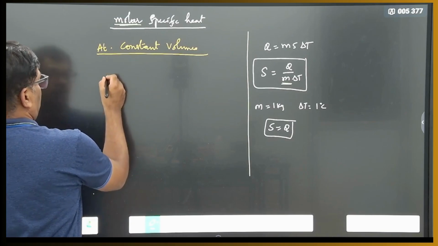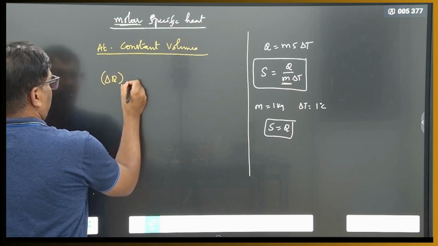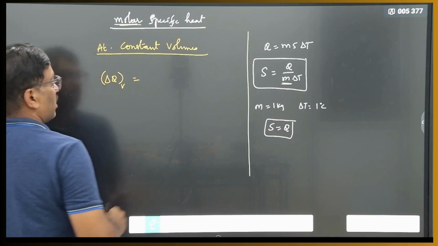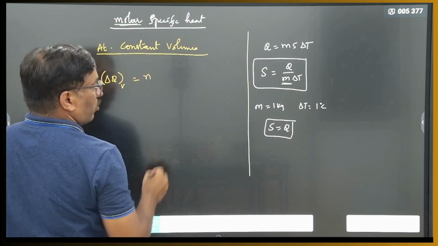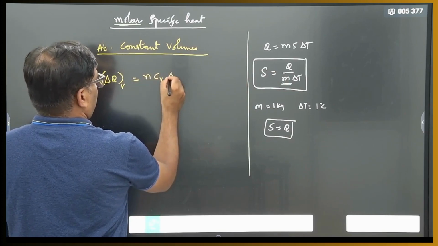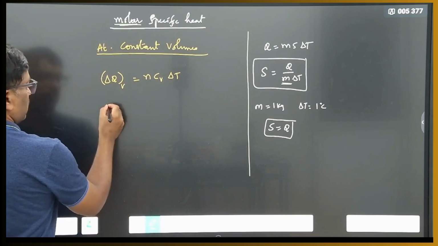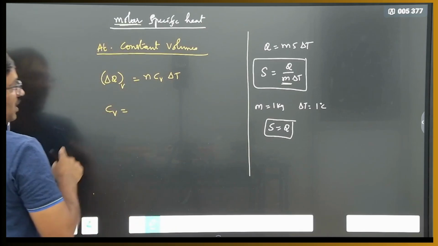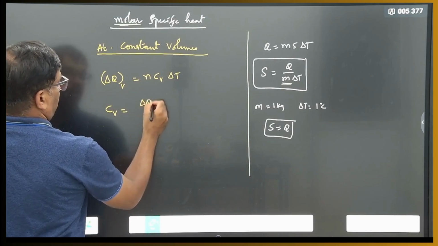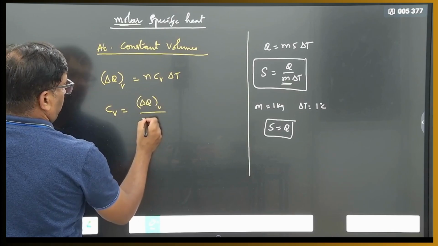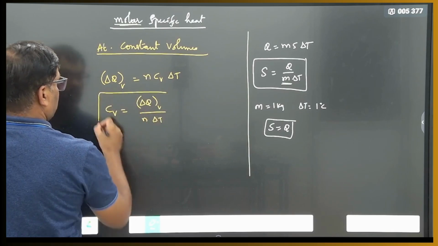So the amount of heat energy supplied at constant volume, here we have the number of moles, N, into Cv into delta T. Cv is the molar specific heat at constant volume. Therefore, delta Q at constant volume equals N Cv delta T.